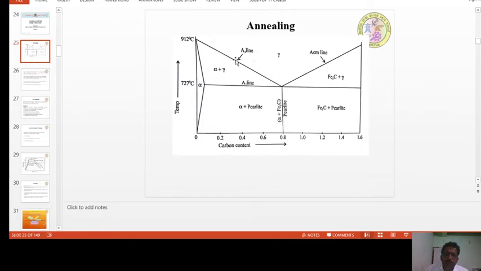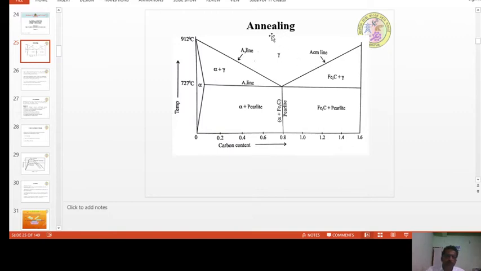Above this line we have the austenite phase, and then as the temperature decreases, the austenite is transformed into alpha and austenite, and then alpha into pearlite. Similarly, on this side, the hypereutectoid steels, the austenite is decomposed into austenite and iron carbide, and at room temperature it is pearlite and iron carbide. So these are the various phase transformations that are possible in annealing.